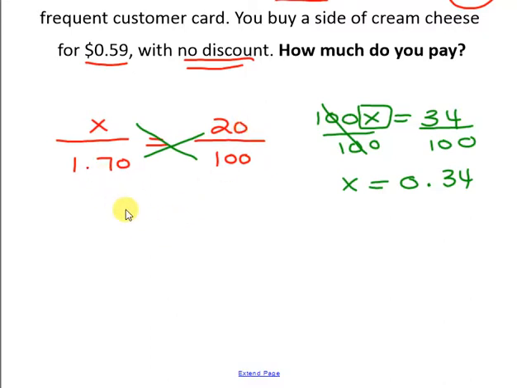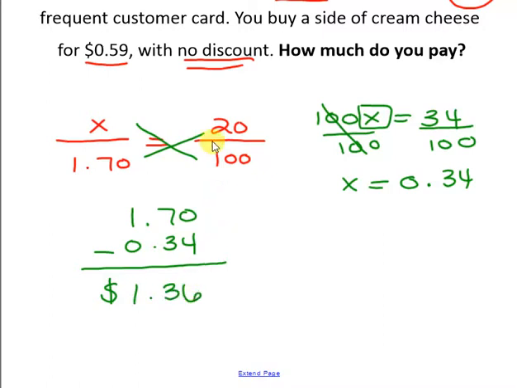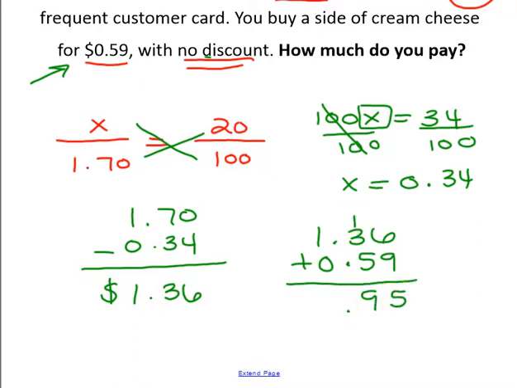So I need to first go back to the original price, $1.70 minus 34 cents. When I do that subtraction, I'm going to get $1.36. But remember, I went back and got cream cheese with no discount for 59 cents. So now I have $1.36 plus my cream cheese. So I'm going to add this up. And my total price is going to be $1.95. So I saved 34 cents on the bagel with my coupon, but then I went back and bought some cream cheese with no coupon, and so I had to add that to the price.